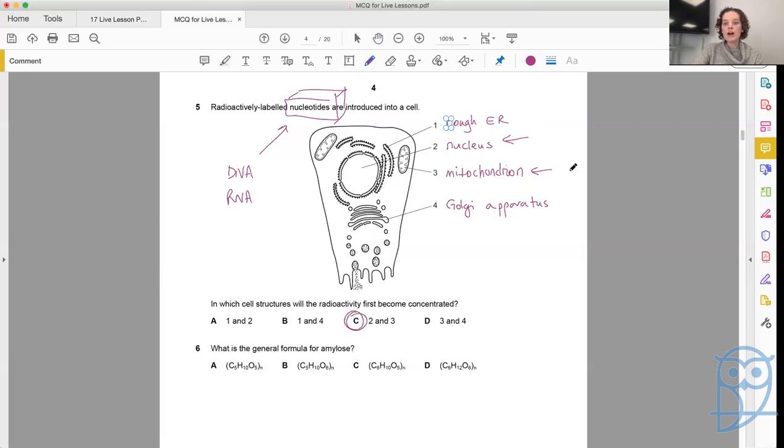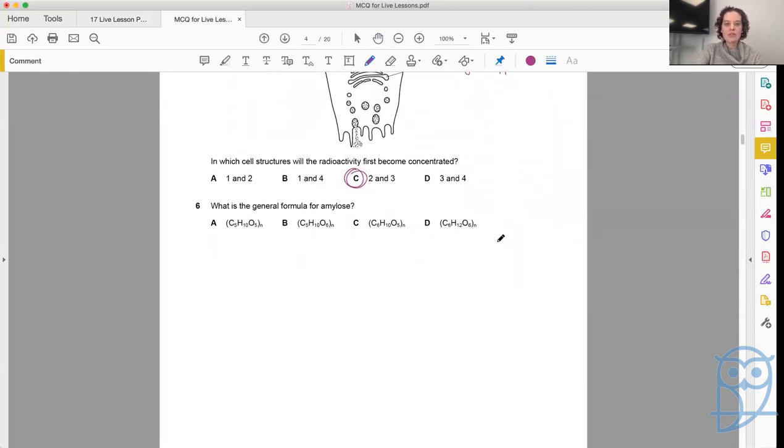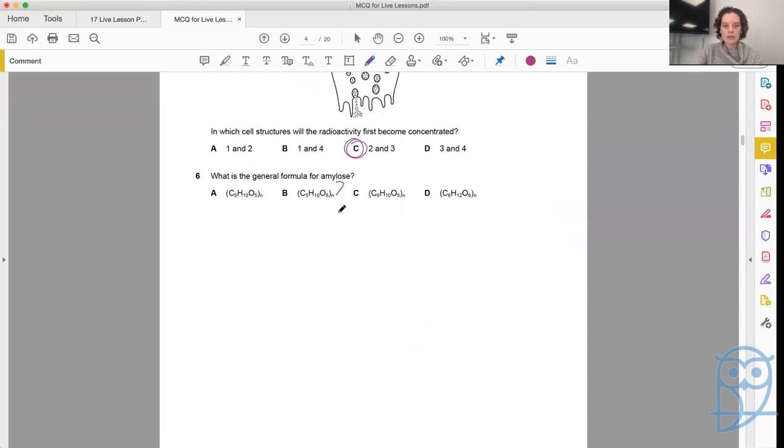So the rough ER and the Golgi apparatus are there for the question that is about amino acids, not about nucleotides. So make sure that you are always reading very carefully because one word in a multiple choice question can knock you out completely. Okie dokie, next question. What is the general formula for amylose? Amylose is alpha glucose. Agree? So alpha glucose is C6H12O6.